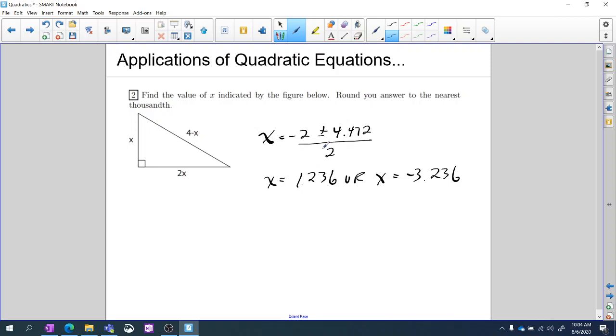So here we were. This is what we were talking about, and I got these 2 possible answers. Now, based on the question, x being the length of this side of the diagram, that means this answer is inadmissible. I can't have a negative length of a diagram. Therefore, the answer here, find x, would be 1.236. All right, so that's using Pythagoras' theorem as a way to generate a quadratic equation.